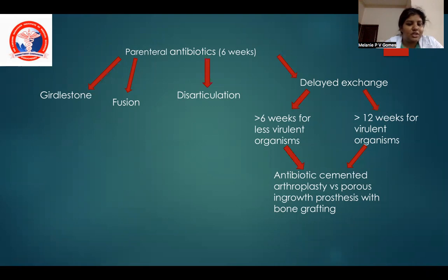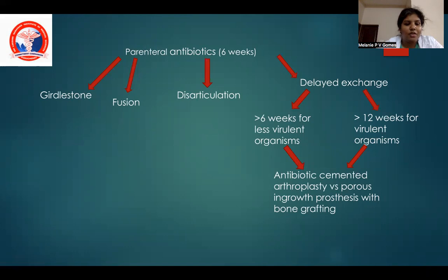In case of persistent drainage in spite of repeated surgeries, a fusion is done, or in case of gram negative or mixed infection. Disarticulation: in those with severe pain, life-threatening and intractable infection, or severe bone loss, a disarticulation can be done. Or the other option is delayed exchange, which can be done after more than 6 weeks for less virulent organisms like Staphylococcus coagulase negative, beta streptococcus, etc.